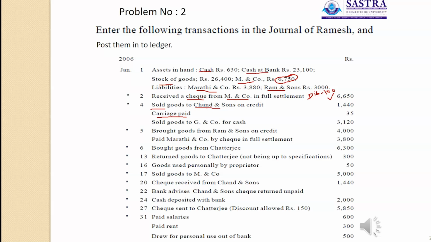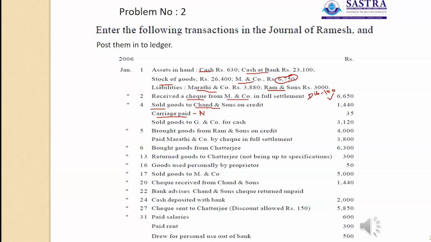Then carriage paid. That is an expense, a nominal account. So debit all expenses and losses. This is one of the expenses, so this account will be debited. Carriage account debit to cash account.